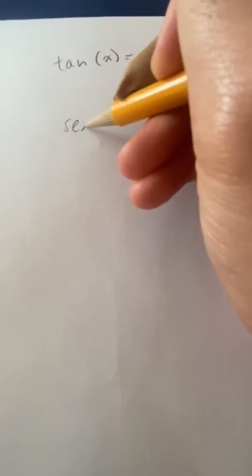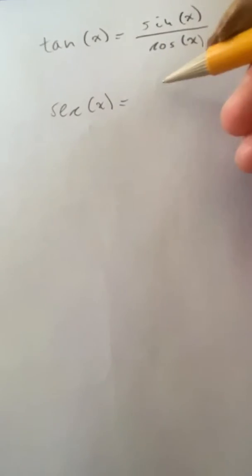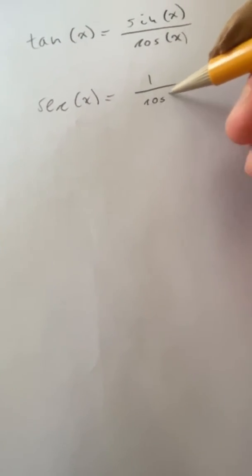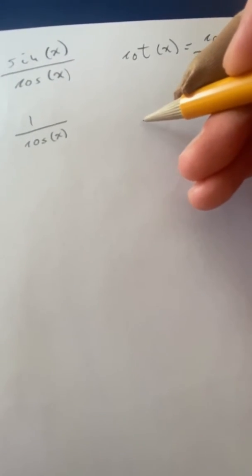There's the cotangent, which is sort of the reciprocal of the tangent. So it's the cosine over the sine. And then we have also the secant and cosecant. So remember that the secant of x is going to be 1 over the cosine of x. And the cosecant of x is going to be 1 over the sine of x.